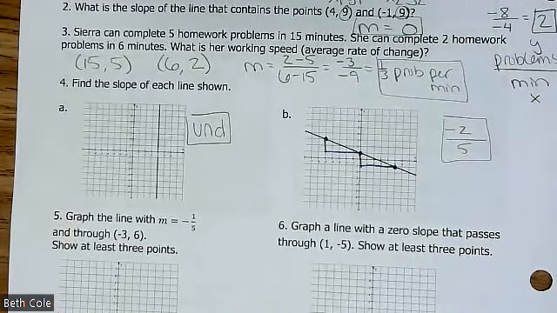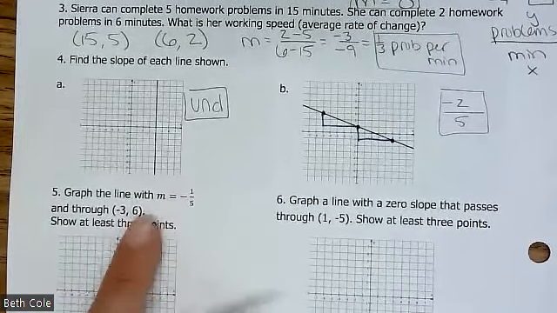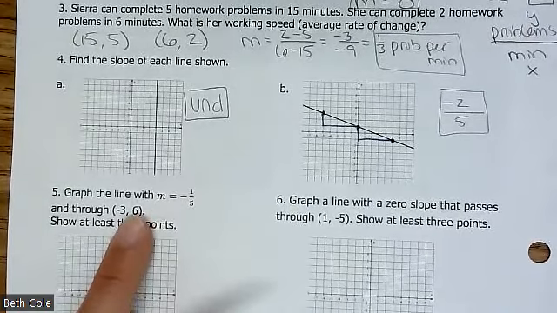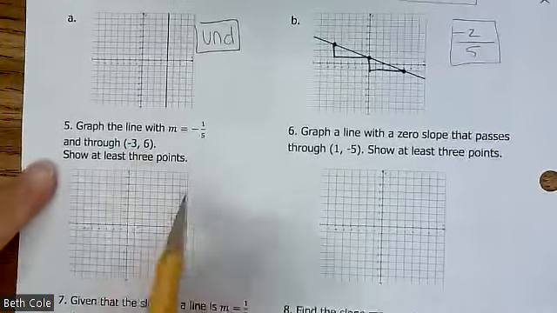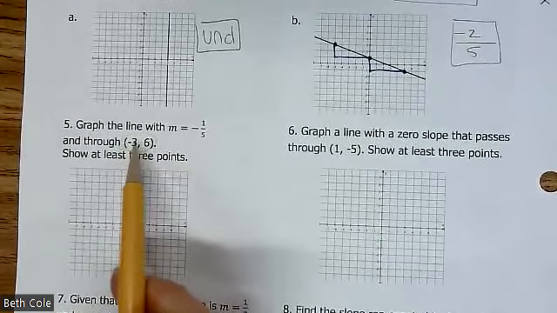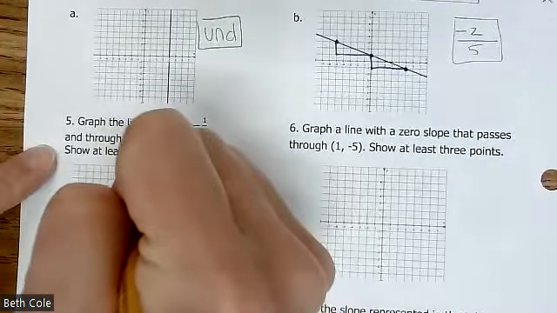All right, and then we're going to graph some lines. Graph the line with the slope negative 1/5 through this point. It says show at least 3 points. Go all the way to the edge. Just do it, okay? What quadrant would this be in? Negative 3, 6. The quadrant 2, so go ahead and plot that. Negative 3, 6.